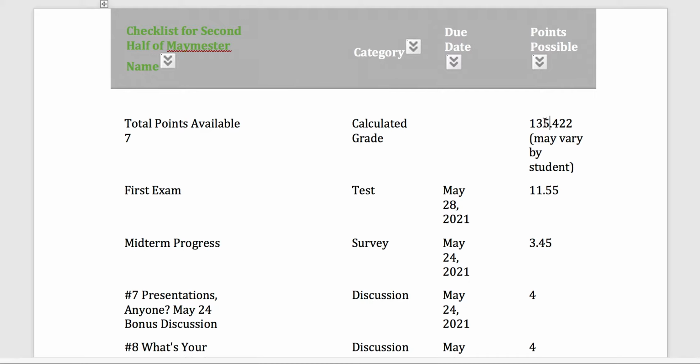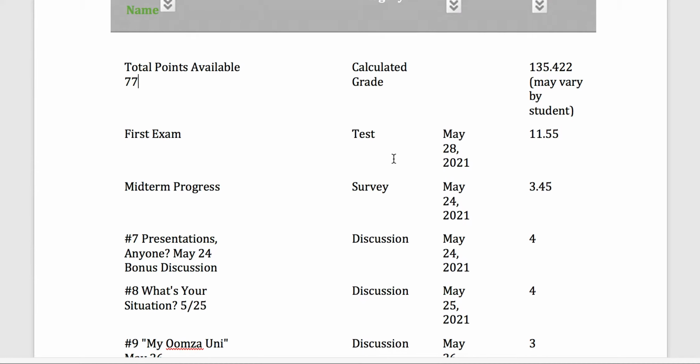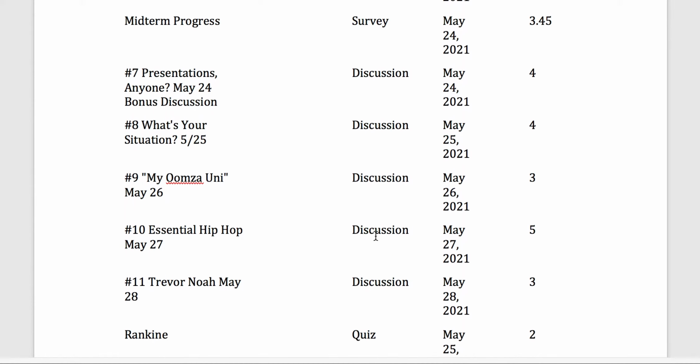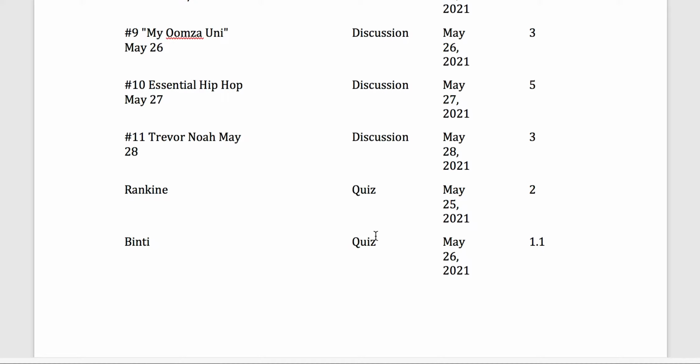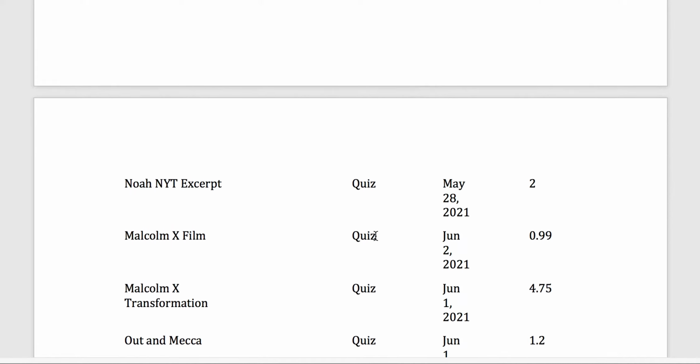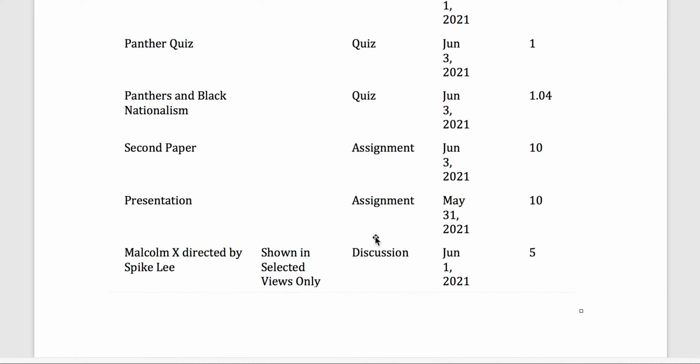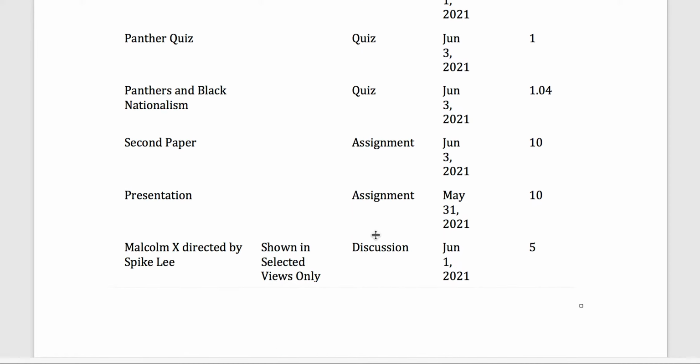So since there are currently 77 points available on this sheet alone, meaning from the first exam, the midterm progress survey, and the remaining discussions and quizzes and papers and assignments, that means you could do everything on this checklist if you had not done anything yet this semester, and you would get 77 points, which means you would get a C+.